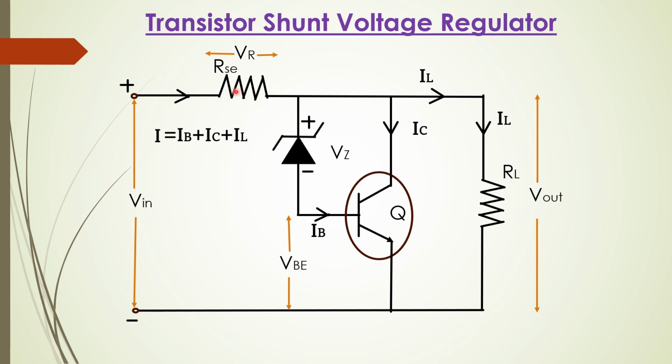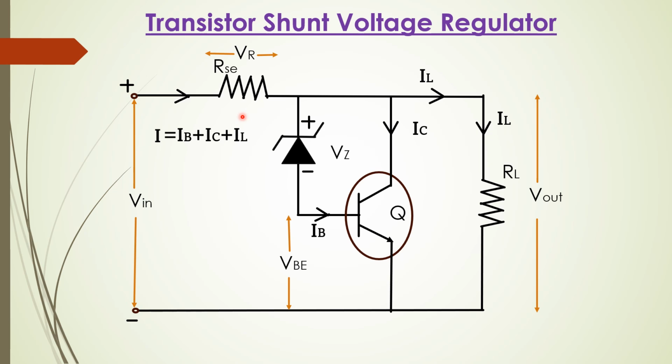Now we'll understand the circuit by assuming a case where the input voltage is increasing, and see the effect on the output voltage. If there is an increase in the input voltage, obviously V out is also going to increase, and when V out increases, VB also increases, and therefore IC and IB increase, because IC is nothing but beta IB, which is the transistor working principle. And as V in increases, the total current I also increases, causing more voltage drop across the series resistance.